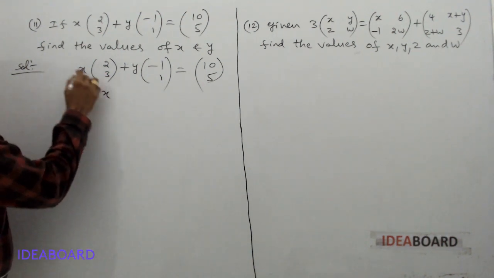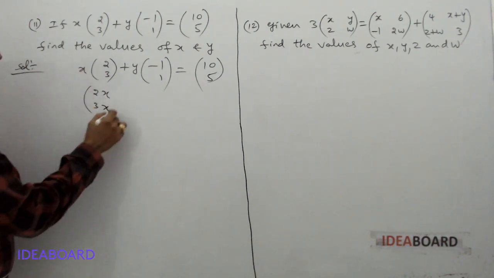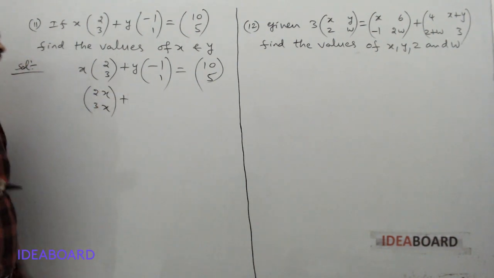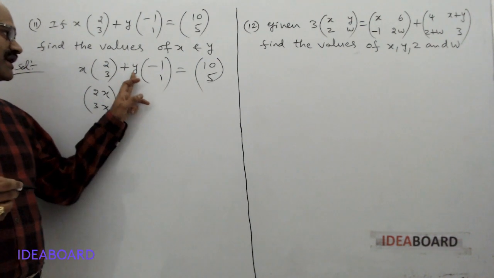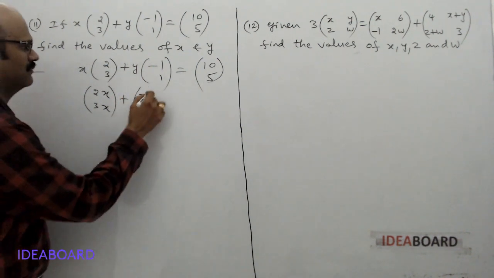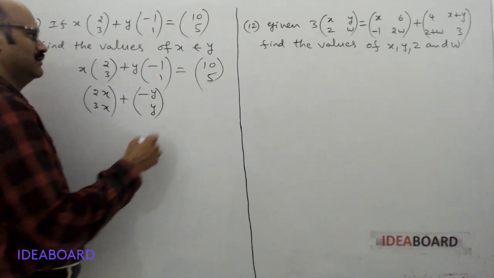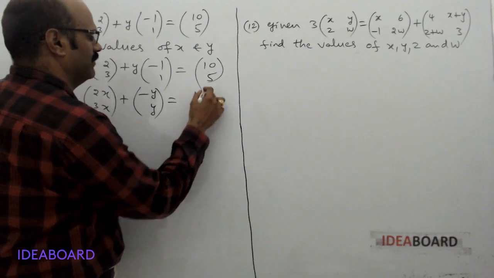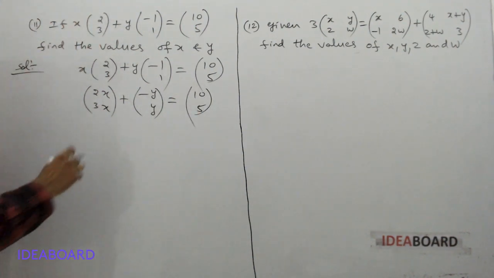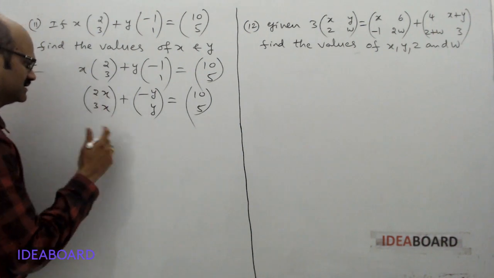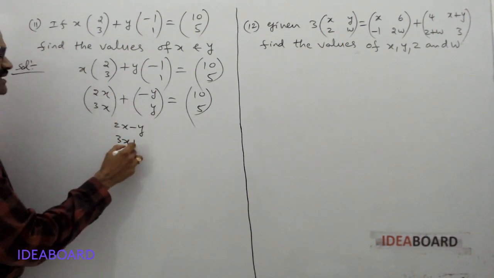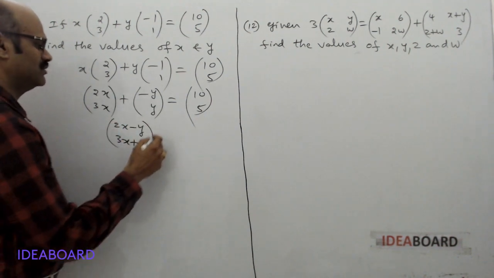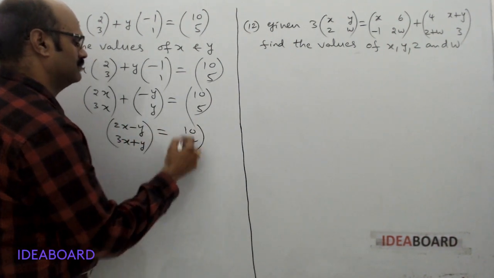2x, 3x, plus multiply y with all the elements of this matrix. So we get minus y, y, equal to [10 5]. Now you have to add these two matrices. Then we get 2x minus y, 3x plus y equal to [10 5].